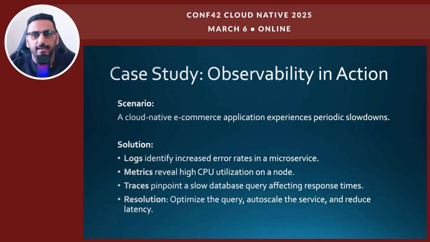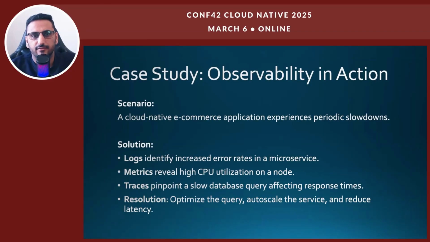Let's look at a case study. Assume that there is a cloud native e-commerce experience. There's a cloud native application which is experiencing periodic slowdowns. So we can use the three pillars of observability to pinpoint the root cause of this. The very first is the logs. Logs will tell us if there is an increase in the error rates in a microservice.